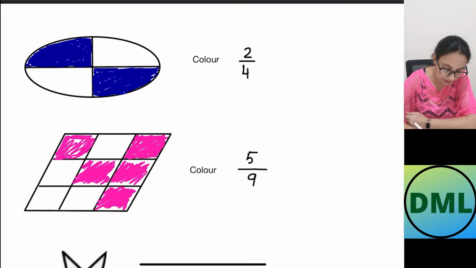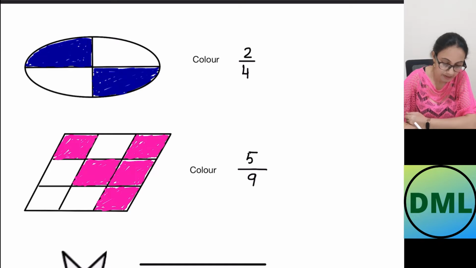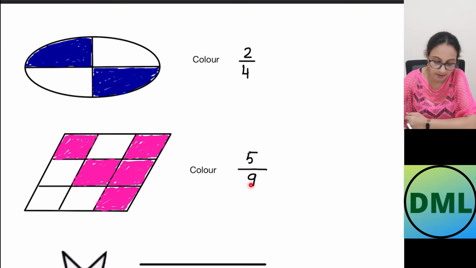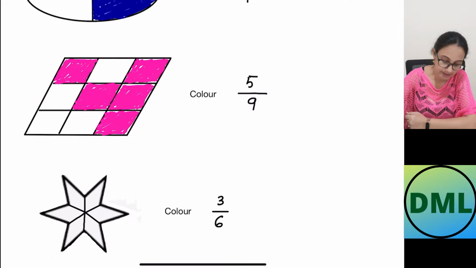So let's do it nicely. Mine is not nice, I know that. You do it very nicely. So now I am done. So I shaded 5 parts out of 9 parts. Let's see one more example.